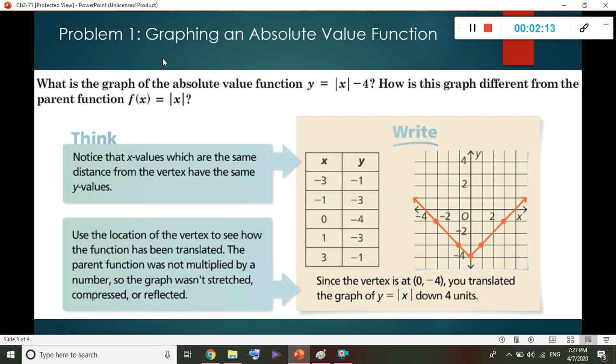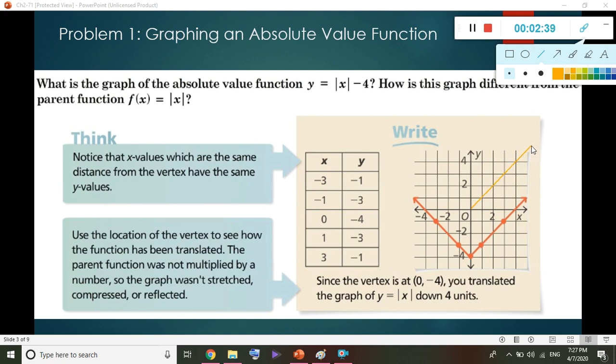Now we're going to start with the first problem, graphing an absolute value function. What is the graph of the absolute value function y equals the absolute value of x minus 4? How is this graph different from the parent function? Let's remember that we have the parent function here, where the vertex is at 0, 0. So this is the parent function.